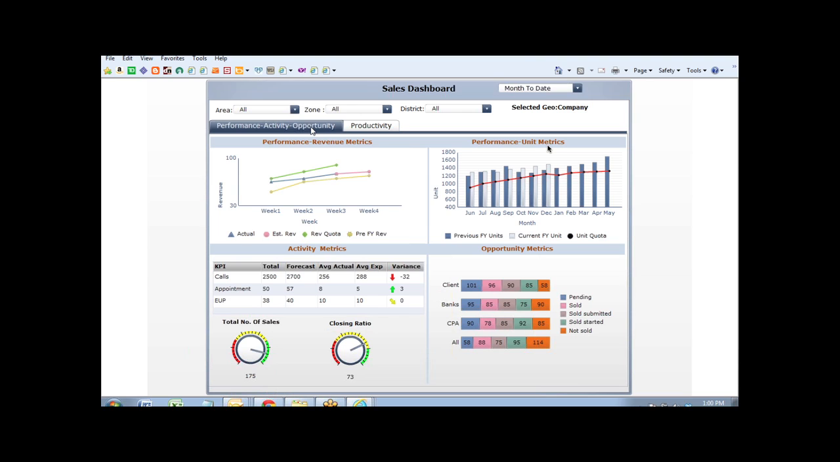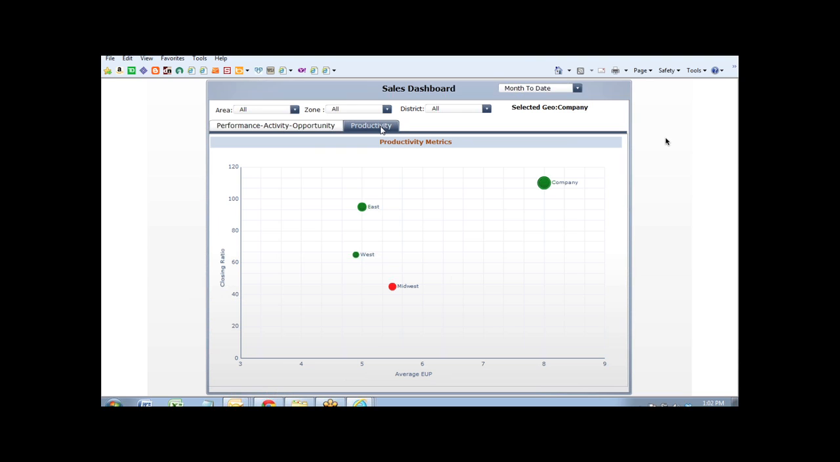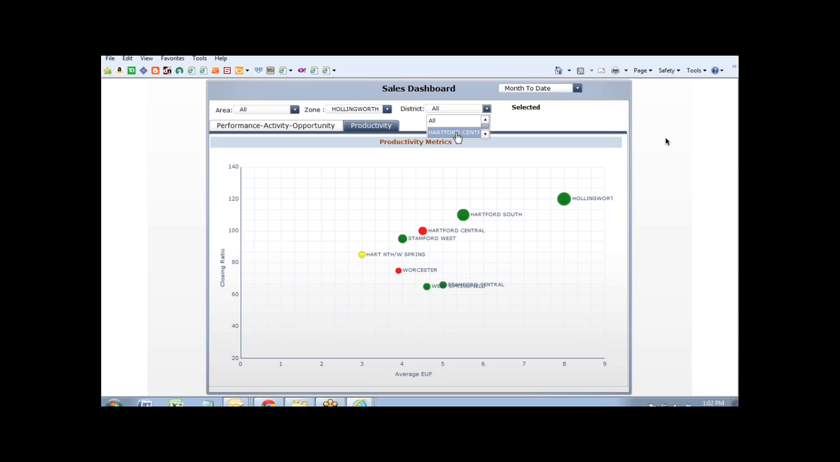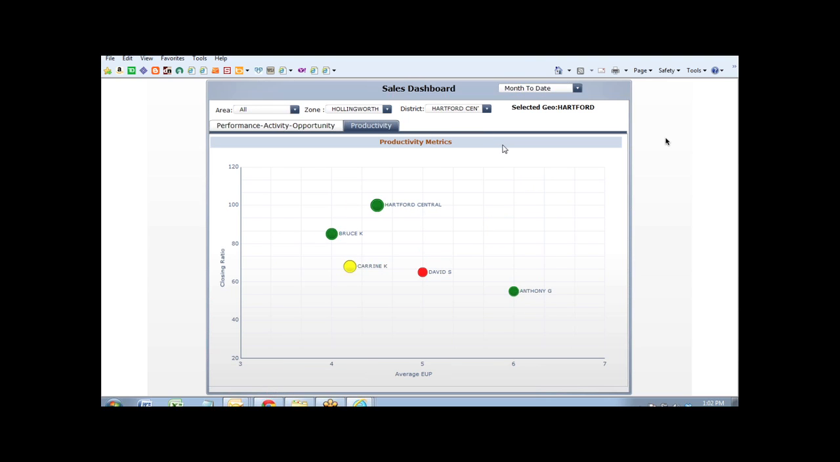And also when you come to productivity, it gives a very good view of the closing ratio by the different zones as well as the districts. So you can quickly grasp how easy it is to truly understand what's working, what's not working within the function.